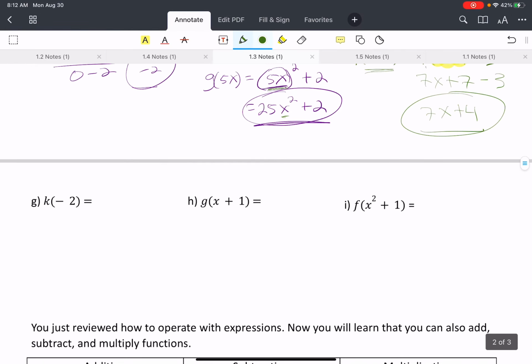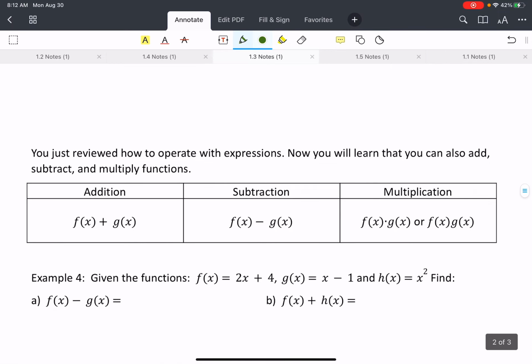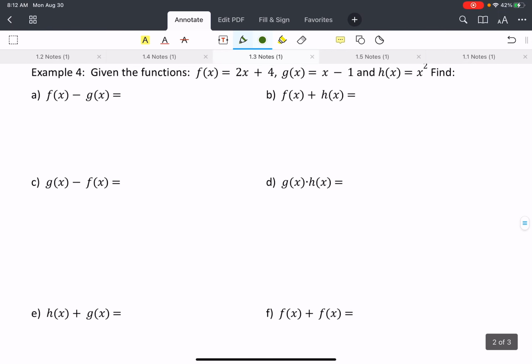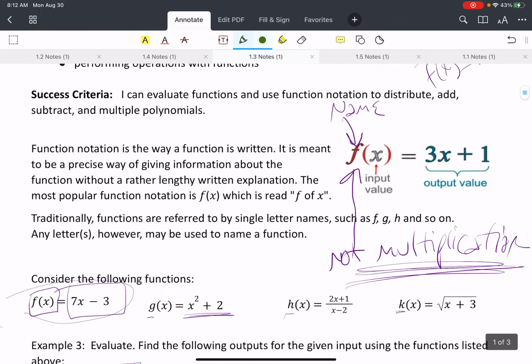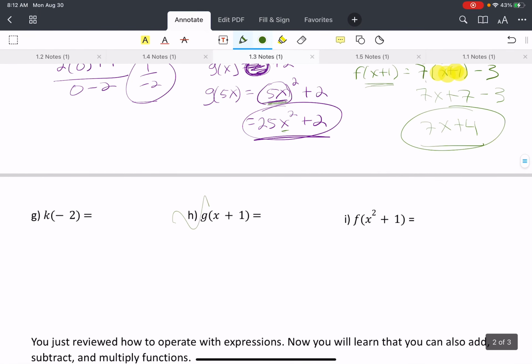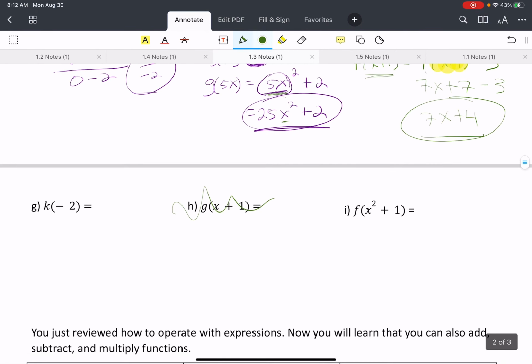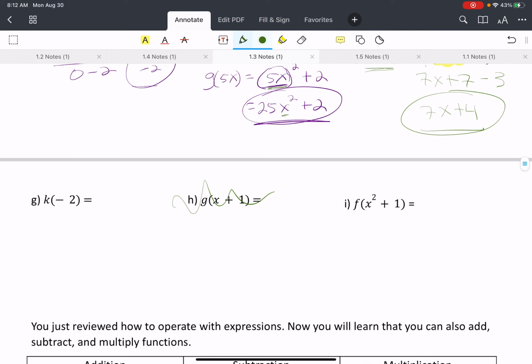Why don't you guys try, just real quick, you don't have to do all three. Why don't you try just G and, don't do H. Just try G and I. Okay? Try G and I for me. And then we'll move on from there.